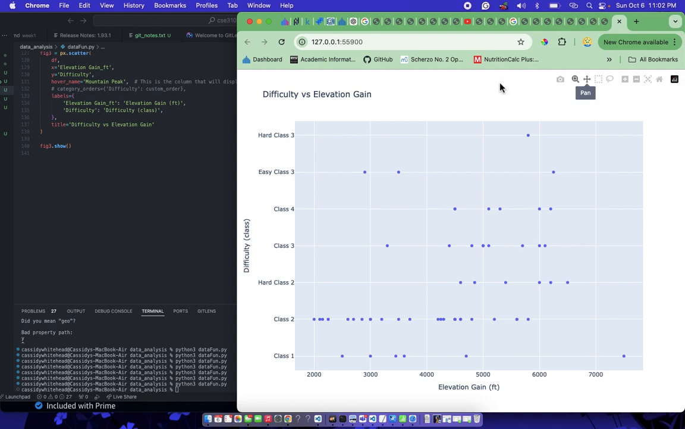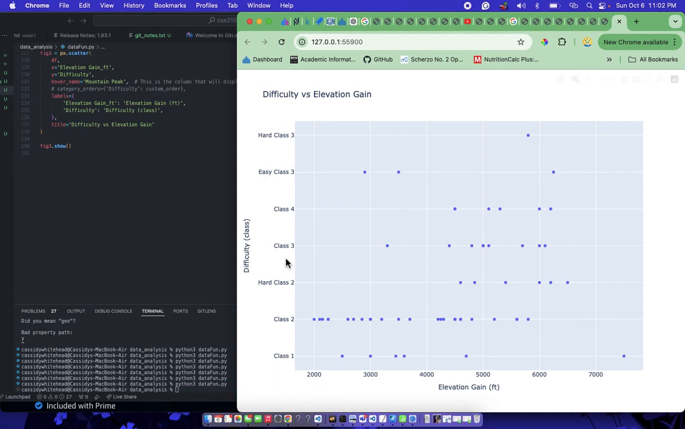But there we go. The first one is difficulty versus elevation gain. So this one kind of tells us how the difficulty and elevation gain relate. There's a trend line going up: as the elevation gain is higher in the mountain, it's generally a harder hike, except for Pikes Peak. Apparently that's an easier hike for the amount of elevation you gain in the distance.